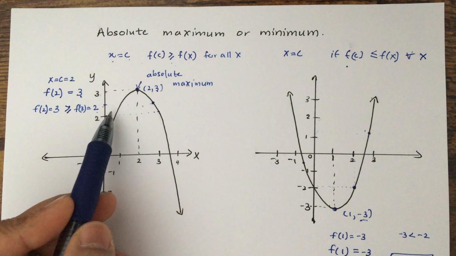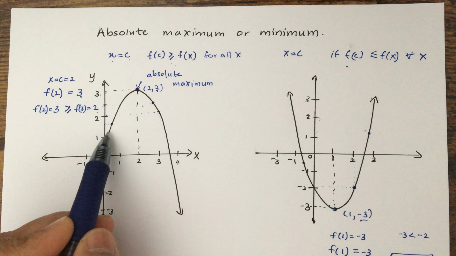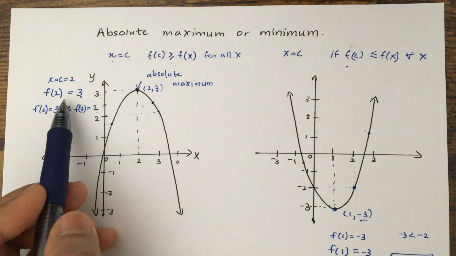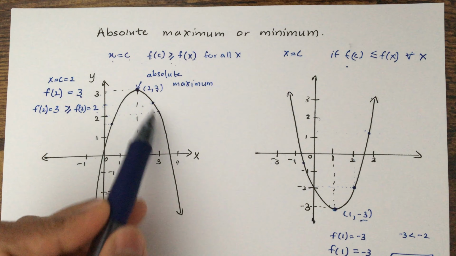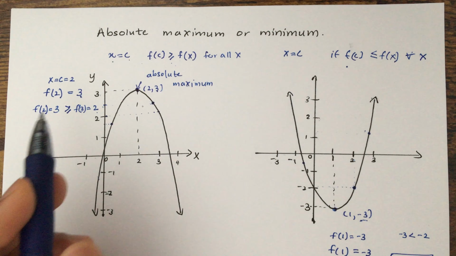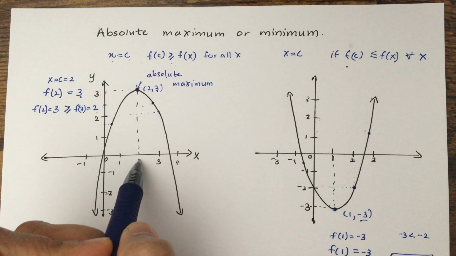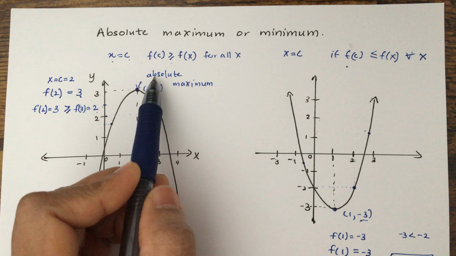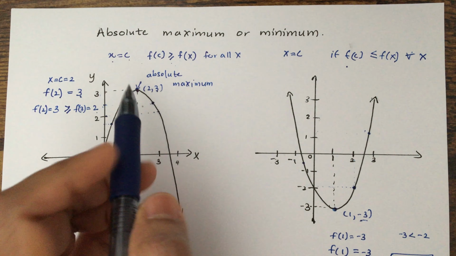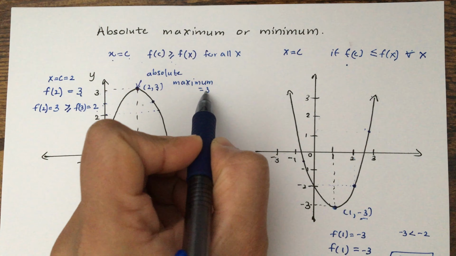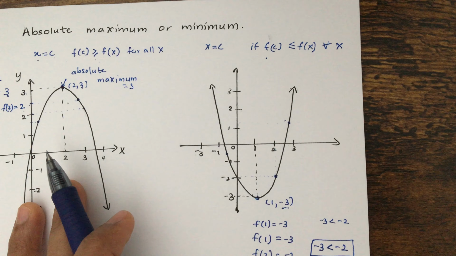Likewise, if you consider any point on this graph, the y value is less than 3, right? So if you see that condition on your graph, then we can say that at x equals 2, there's an absolute maximum for this function. So the absolute maximum in this case is 3, the y value is 3, right?